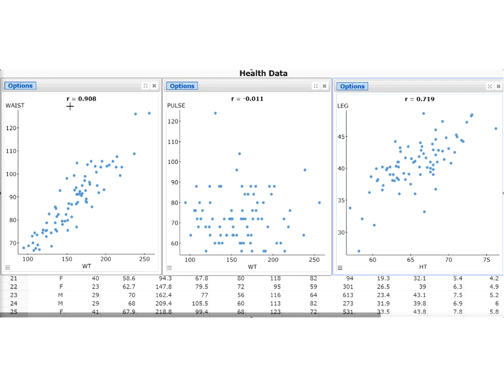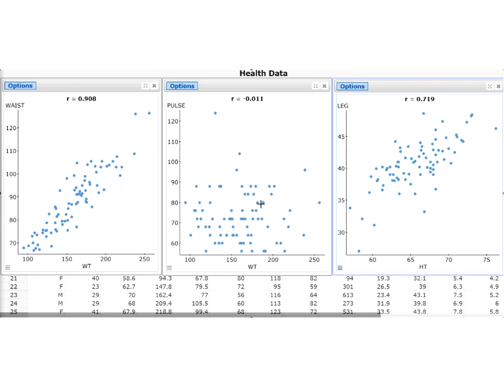If you notice, this one also has the R value that's the closest to 1 out of any of the three. Now this is a positive R value because you can see the points are going up generally as they go from left to right. If they were going down from left to right, then it would be a negative R value.